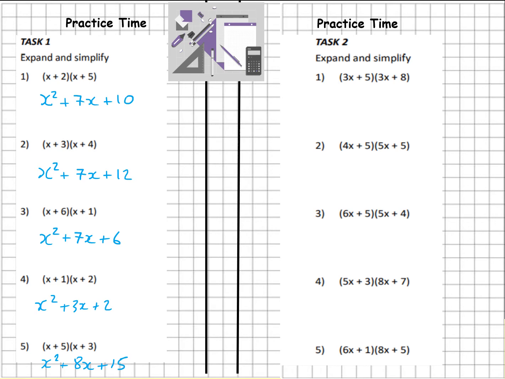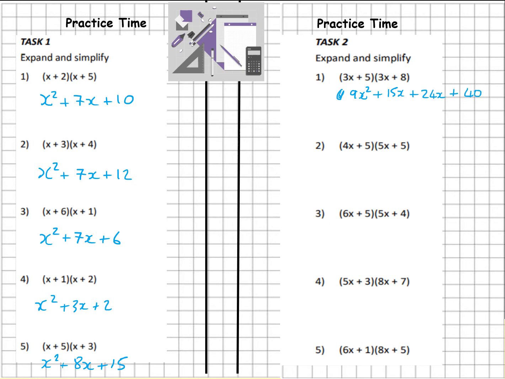I'm wondering if any of you, while we're going through these, can spot the pattern and spot what I'm doing very quickly in order to get the answer. Hopefully you can. Question task 2 then. So we've got terms, or we've got letters or numbers together. So we've got to make sure that we multiply the 3 and the 3 together first. That's going to be 9x squared plus 15x plus 24x plus 40.